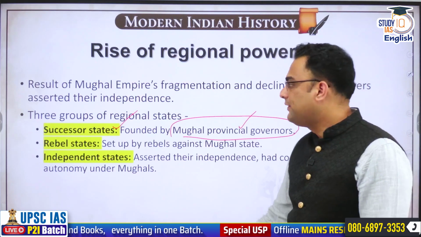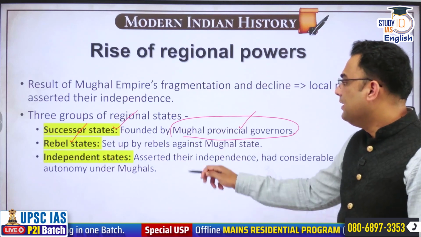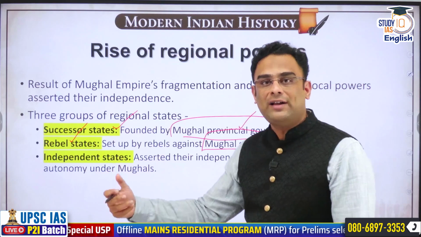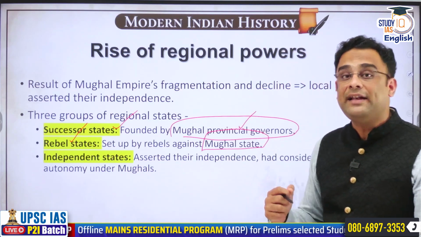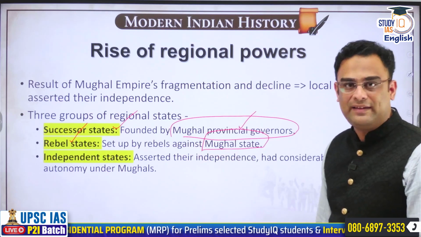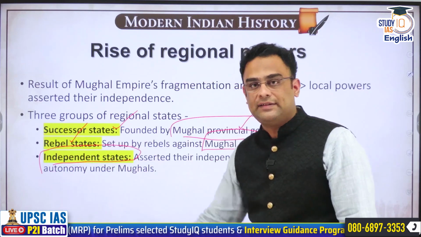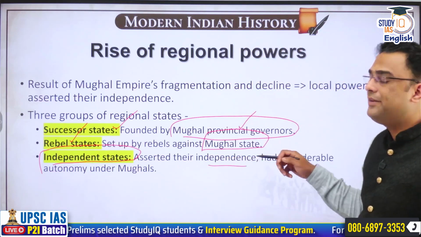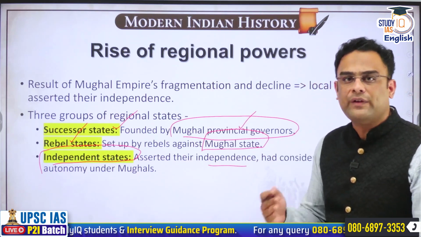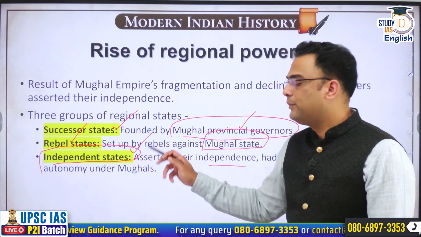The second type of states are called rebel states. Who were the rebel states? Rebel states were those states which, as the name says, rebelled and fought against the Mughal state and carved out their existence based on this rebellion. These are rebel states. Third category is that of independent states. Those states which already had a sufficient amount of autonomy, they also severed their ties with the Mughals and created their own states. Such states are referred to as independent states.